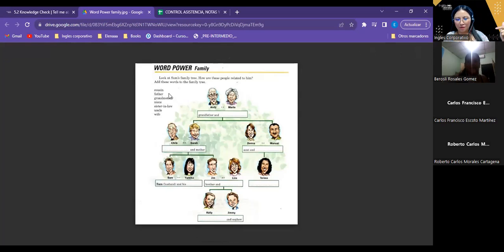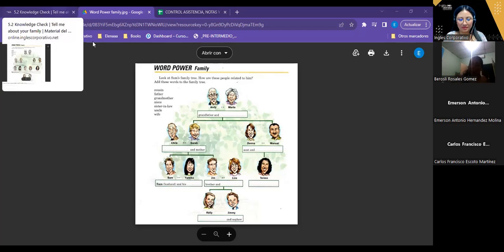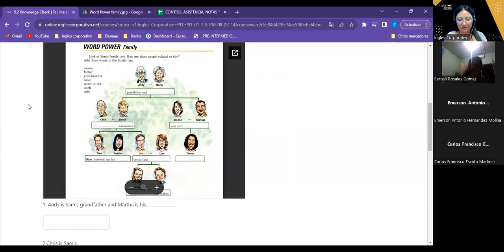What's next? Father, la sabemos. Grandmother, checked. Fácil. Niece, tal vez esa no sabemos. Niece. Sister-in-law. ¿Qué era sister-in-law? Cuñada. Ajá, cuñada. Uncle and wife. Tío. Esposo. Tío o tía. Tío. Ajá, ok, sí escuché bien entonces.